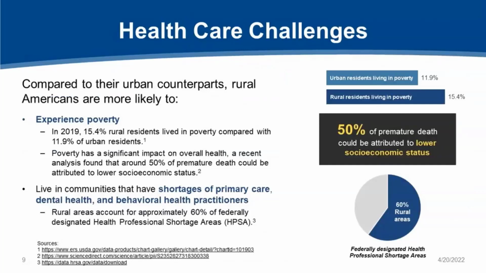So now that we've defined rurality, what does it mean for healthcare? Well, compared to their urban counterparts, rural Americans are more likely to experience poverty. In 2019, 15.4% of rural residents lived in poverty compared with 11.9% of urban residents. This matters because poverty has a significant impact on overall health, with a recent analysis finding that 50% of premature deaths could be attributed to lower socioeconomic status.